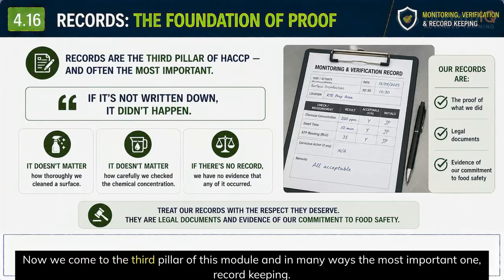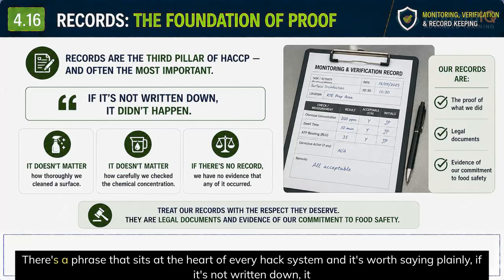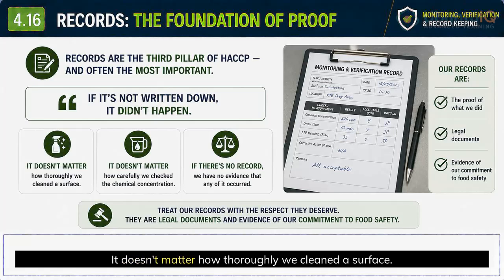Now we come to the third pillar of this module, and in many ways the most important one: record keeping. There's a phrase that sits at the heart of every HACCP system, and it's worth saying plainly: if it's not written down, it didn't happen. It doesn't matter how thoroughly we cleaned a surface. It doesn't matter how carefully we checked the chemical concentration. If there's no record, then from a legal and auditing perspective, we have no evidence that any of it occurred.